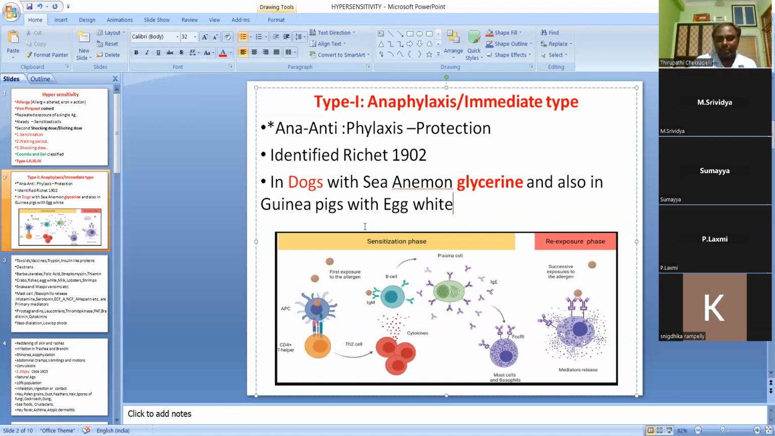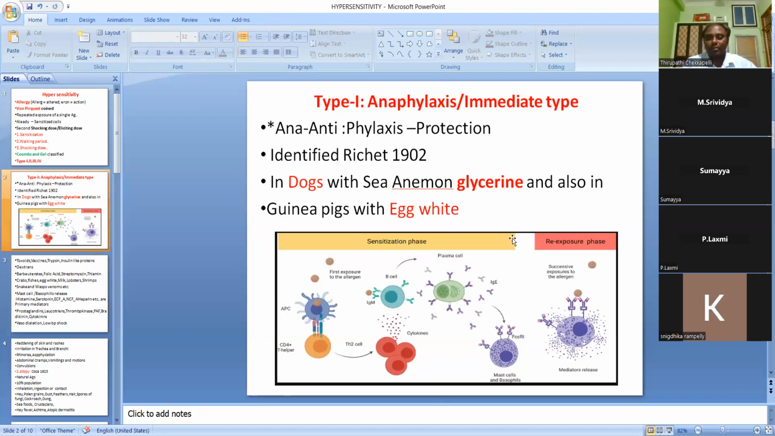The same experiment was also done in guinea pigs, with egg white protein. In dogs it was done with sea anemone glycerin. In guinea pigs he injected egg white protein. The result is the same. So what happens, this is a beautiful explanation.